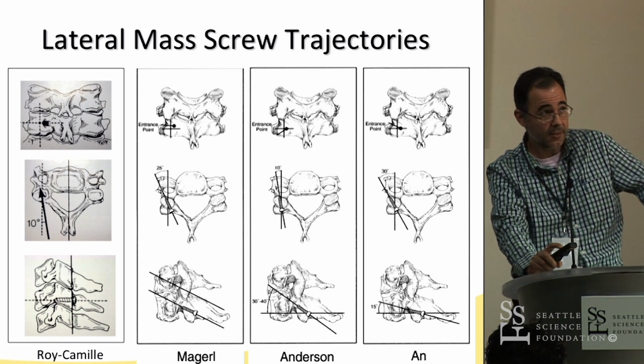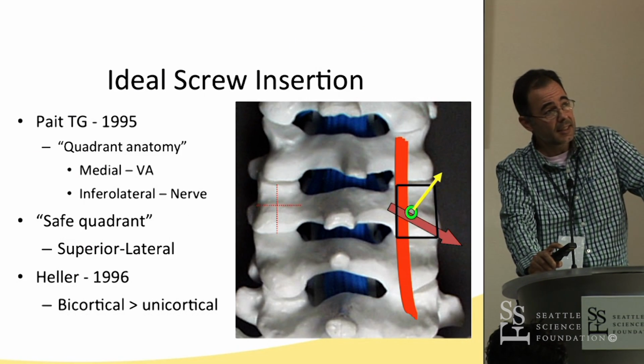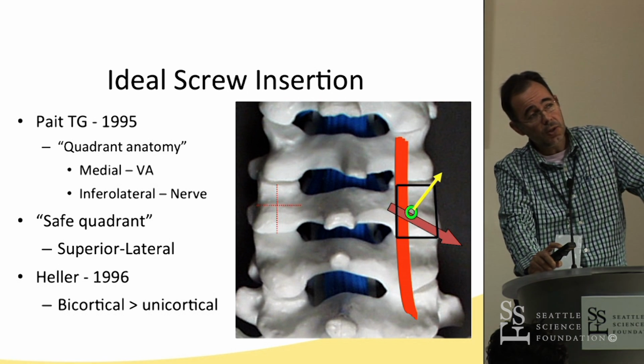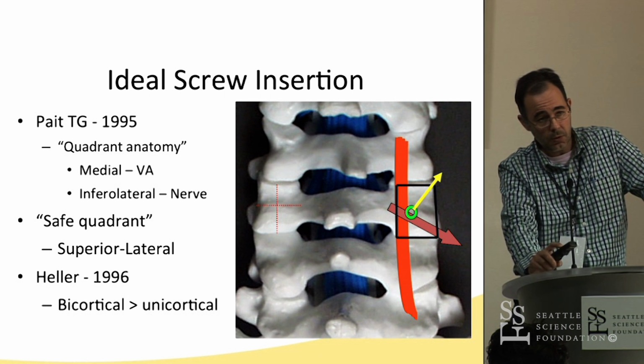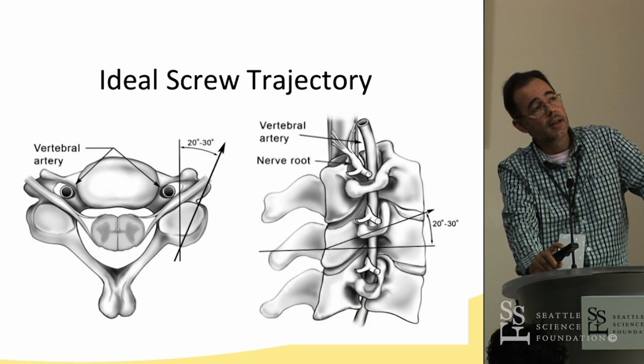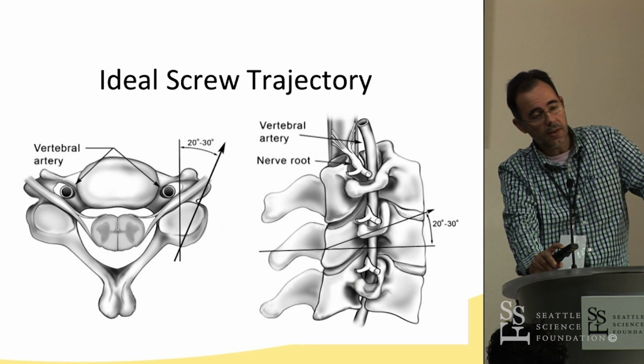That's actually going to be my station. And it's important to make sure that your screw trajectory is proper to avoid risk to the nerves and vascular structures around you, and these are the ideal screw trajectories, and we'll again discuss this in the lab.